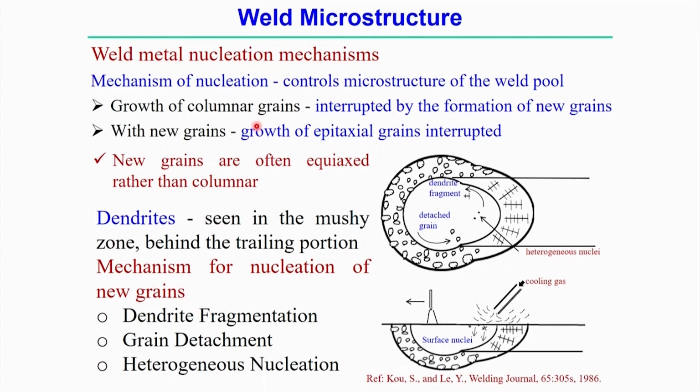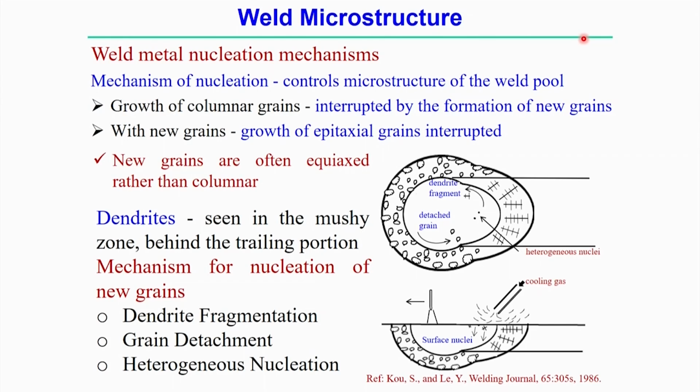In the other way, when the new grains form, that disturbs the epitaxial growth of the grains. So, these two phenomena counteract each other. New grains are often equiaxed rather than the columnar kind of structure. So, the new grains that form during the welding process are mostly equiaxed rather than columnar.